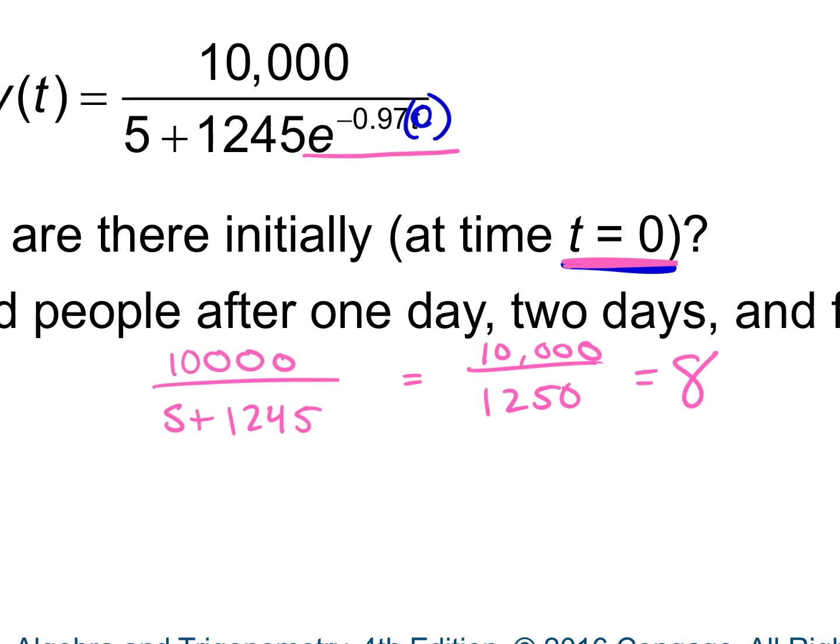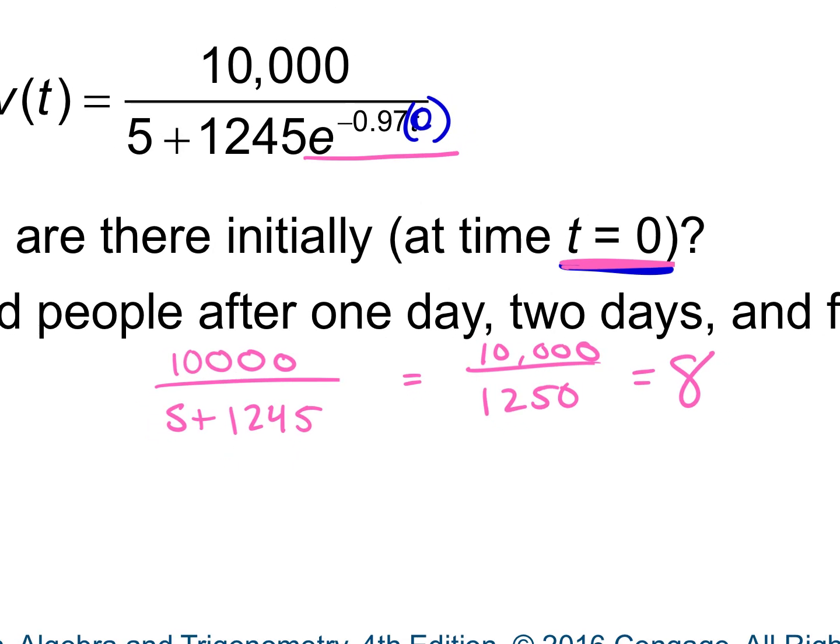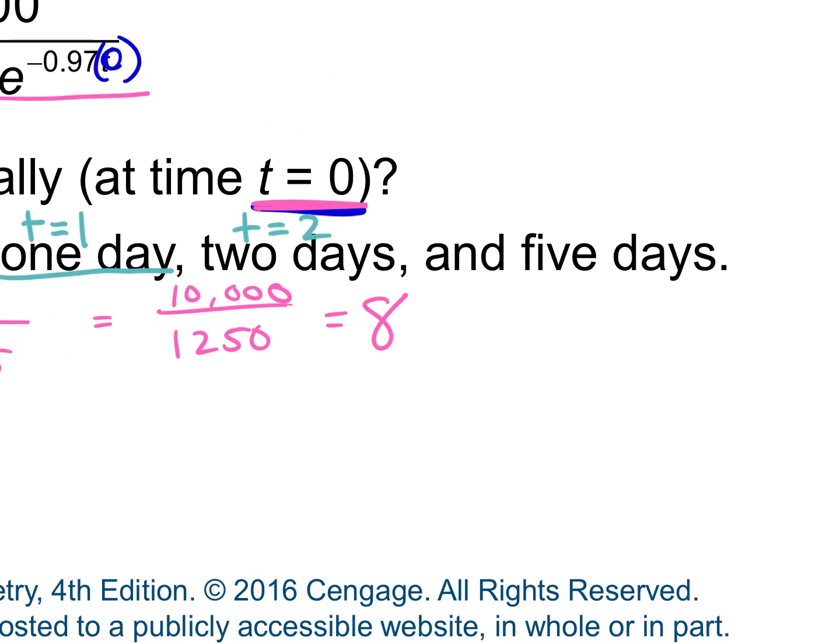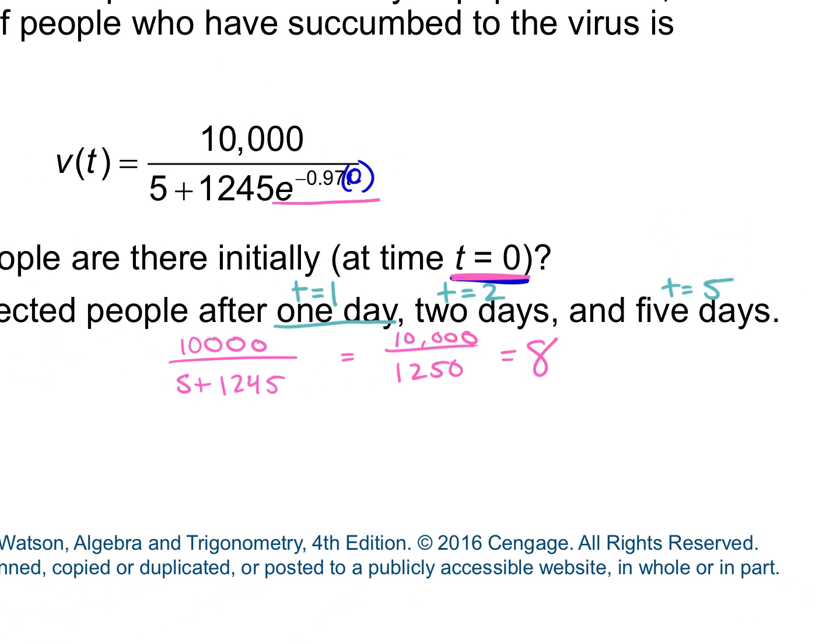Now in B, it says how many people were infected after 1 day. So what would t be after 1 day? 1. What about 2 days? What would t be? 2. And then 5 days, what's t? 5. So you just plug in each one of these numbers into your t, put it in the calculator, and work it out. So make sure you follow your order of operations. Make sure you know how to use your calculator.